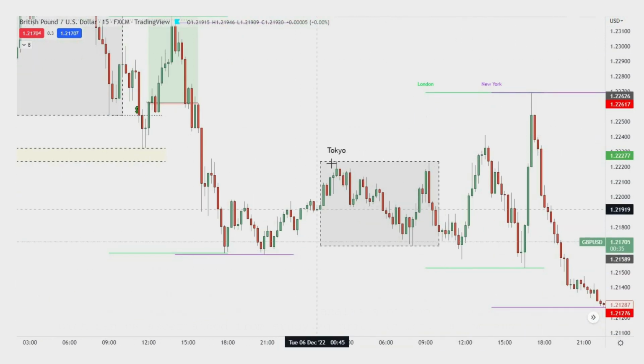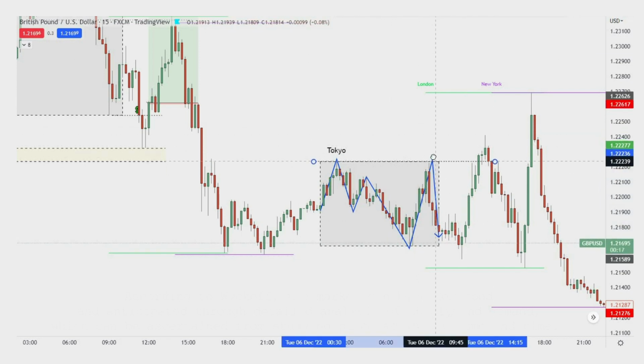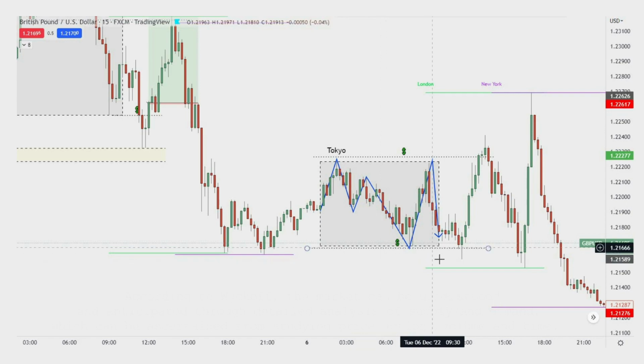Let's continue to the next day. During the Asia session, price created important liquidity above, with two peaks, and below, with one peak, created during the close of the session.